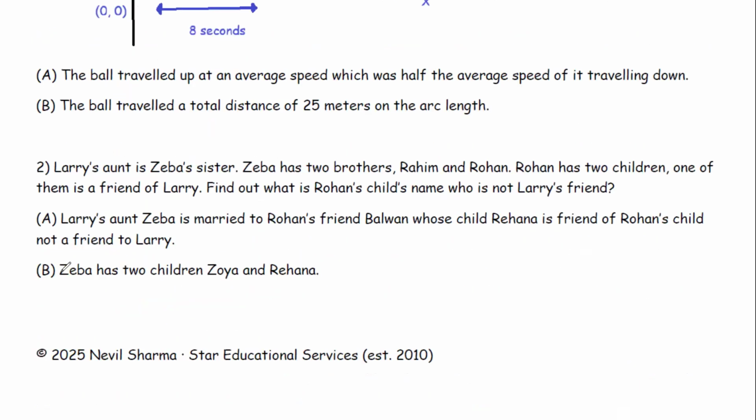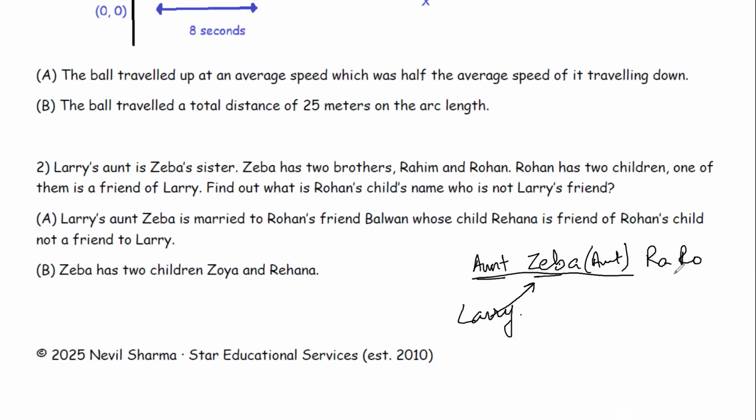So that was the data interpretation part. Now the logic part. Larry's aunt is Zeba's sister. So Zeba and the aunt are both sisters, so in that logic even Zeba becomes an aunt of Larry. Now Zeba has two brothers, so clearly the aunt, Zeba, and the two brothers, Rahim and Rohan, all become siblings. These four people: two sisters, two brothers.